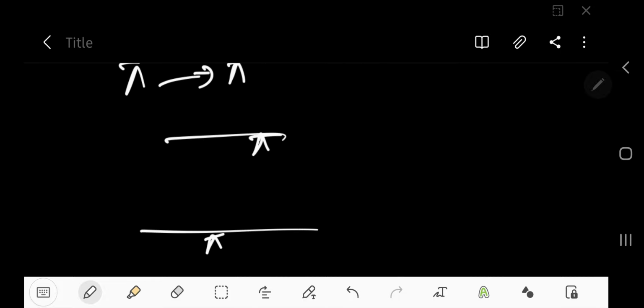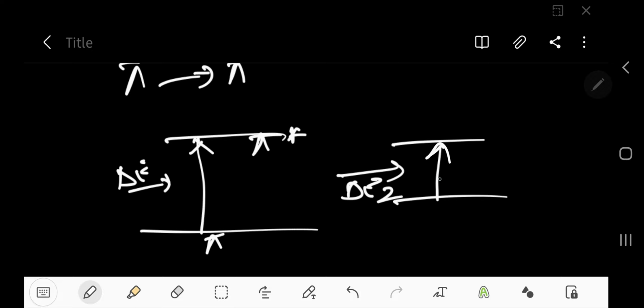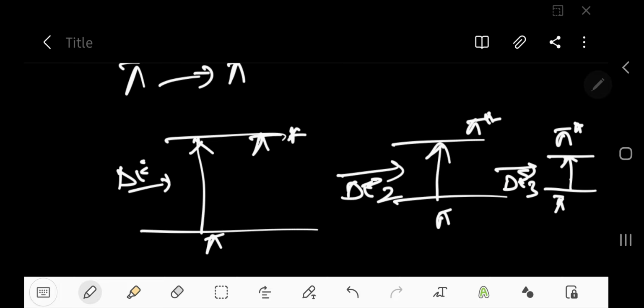Consider this pi to pi star transition, the energy you are giving is delta E1, in the other case you are sending delta E2, pi to pi star, and delta E3, pi to pi star. Now delta E3 is lesser than delta E2, lesser than delta E1. It means there is a red shift. When the polarity increases, considering the pi to pi star transition, there will be a red shift. The wavelength gets shifted towards the red region. Clear?